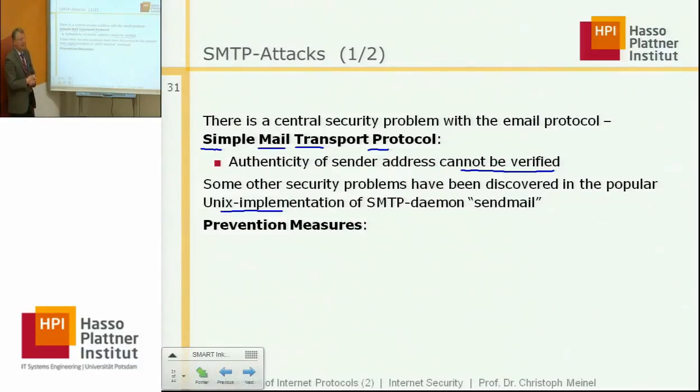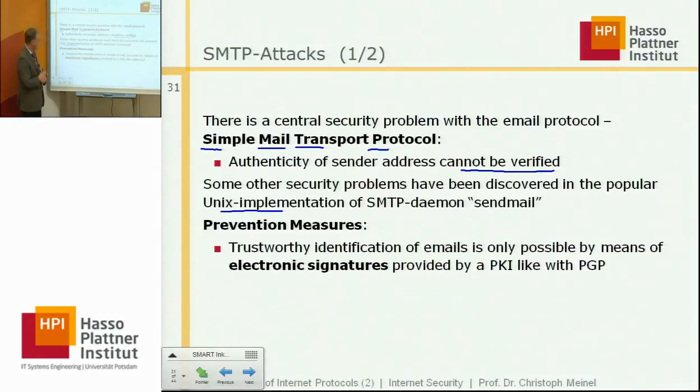So there were a lot of failures in this implementation, but in many places sendmail is in place. Prevention methods include trustworthy identification of emails, but since it's not possible at the level of the protocol, one needs additional infrastructure, such as a public key infrastructure. Then one can ask for electronic signatures of an email, and on the basis of that, one can really authenticate the sender of an email in a trustworthy way.